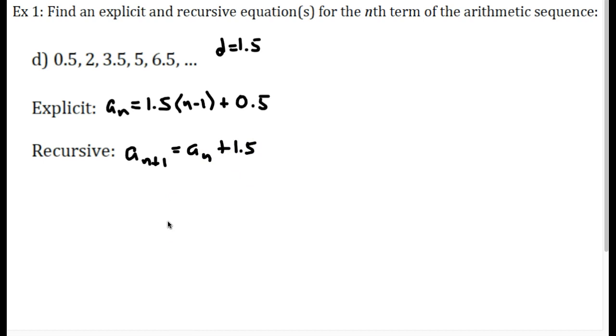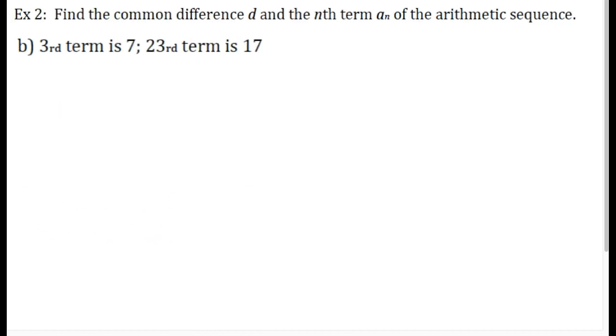All right. So we also skipped example 2b. Okay, I think these ones are the ones that take the longest. So I want to go through another one of these because they can be a little bit tricky at first. So we want to set up a system of equations to solve here using our a sub n equals d times n minus 1 plus a sub 1.